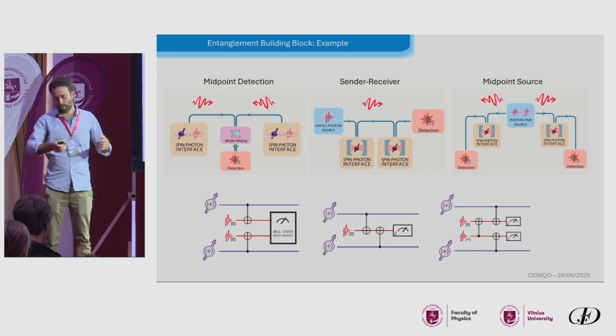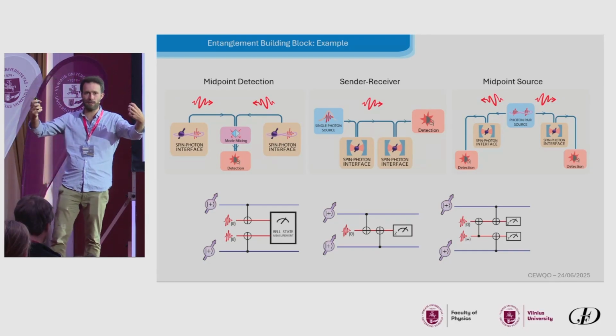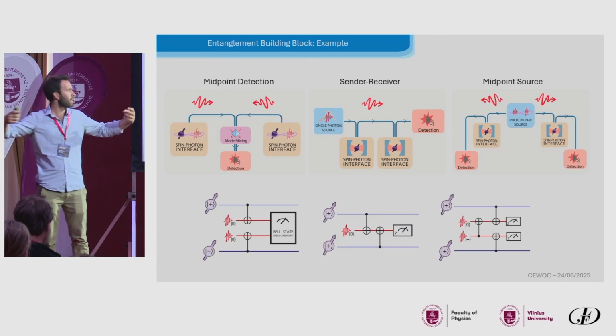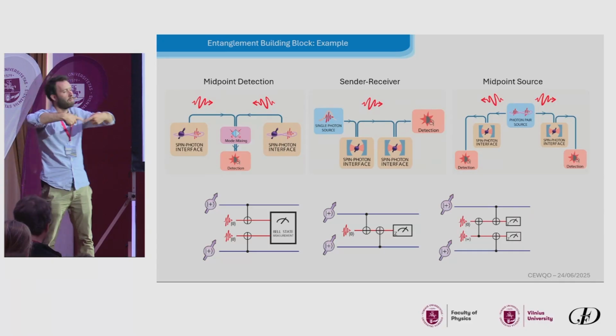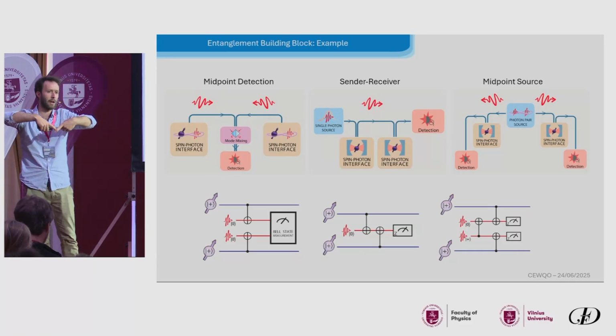And then, for example, you can take your spin photon interfaces, which are your two nodes that you want to connect, that are going to be entangled with photons, and send the photons to a midpoint source where you do some detection or Bell state measurement that you use for entanglement swapping.